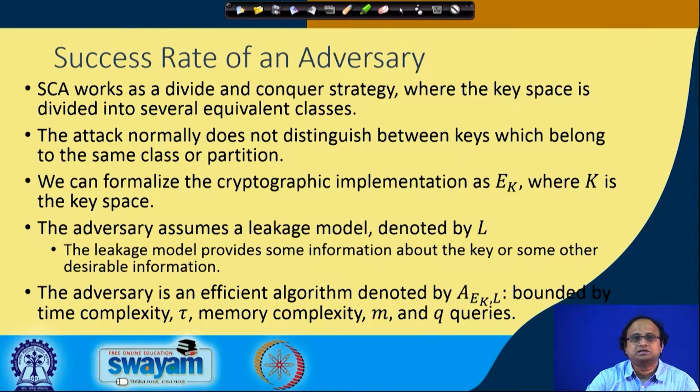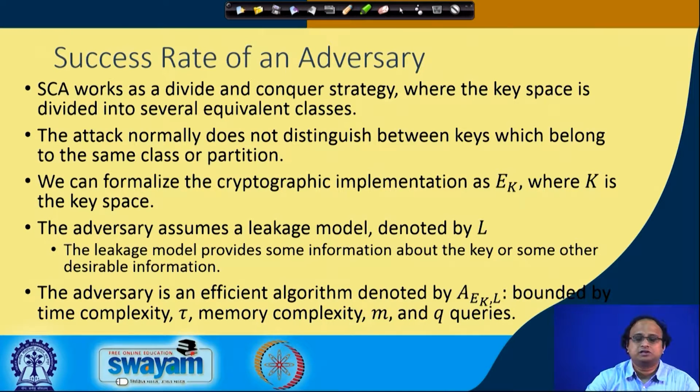Suppose I want to formalize this notion of an adversary. Let us use the variable Ek, where K is the key space, and Ek denotes the cryptographic implementation. For example, it is an AES algorithm which has been implemented. Now, the adversary assumes a leakage model, and let the leakage model be denoted as L. The leakage model provides some information about the key or some other desirable information. For example, it could be, as I said, the Hamming weight of the key.